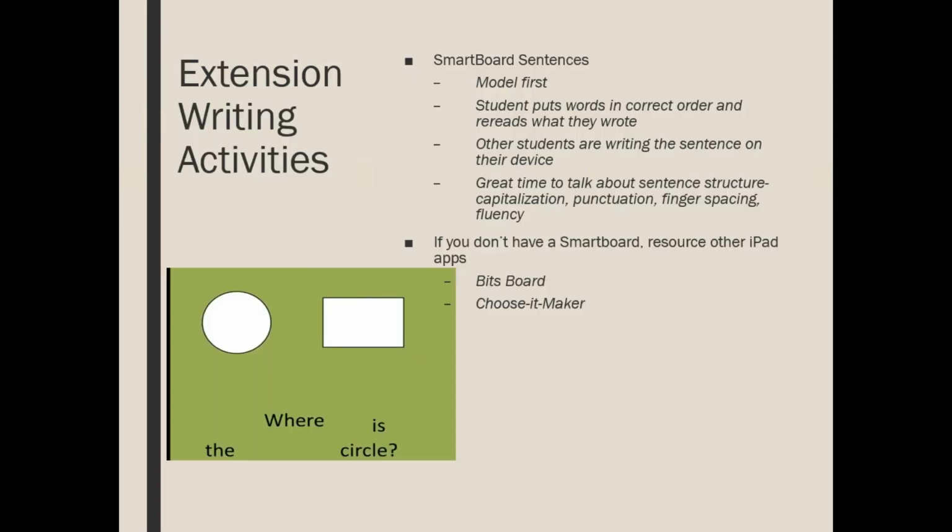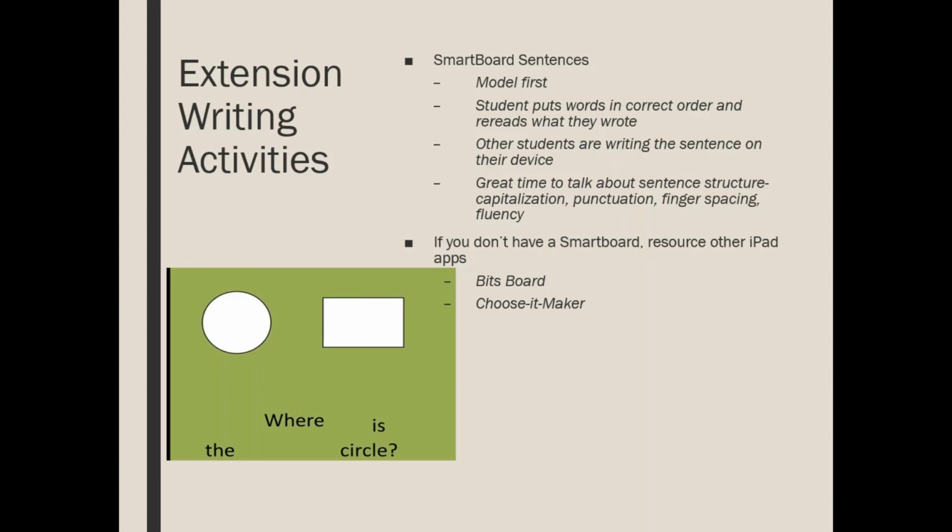And then there's another activity that we like to do, an extension writing activity called Smartboard Sentences. Essentially, you model it first. Students put the words in the correct order and reread what they wrote. Again, students are using that sentence on their device while the other one's at the board, and this is a great time to talk about sentence structure such as capitalization, punctuation, finger spacing, fluency.